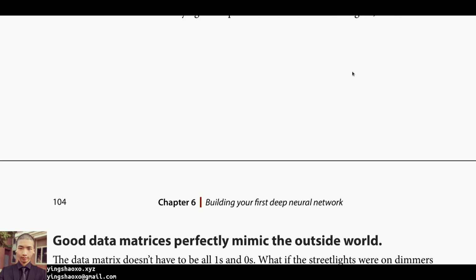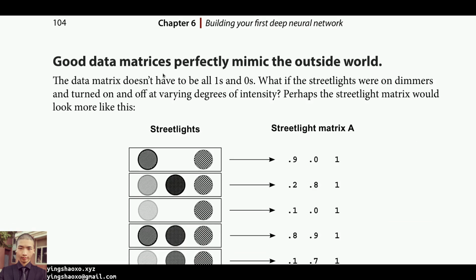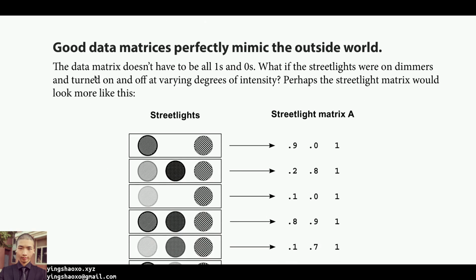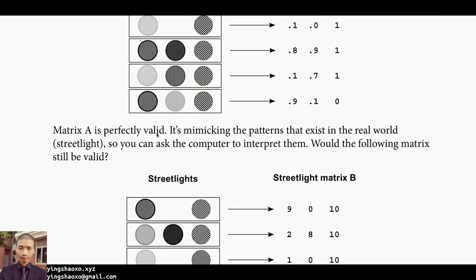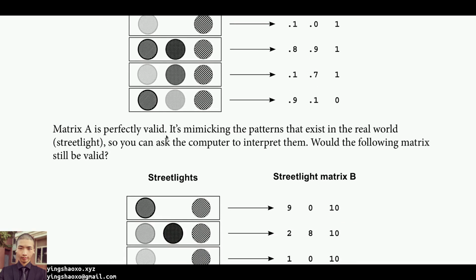Again, this is common. Good data matrices perfectly mimic the outside world. The data matrix doesn't have to be all 1s or 0s. What if the streetlights were on dimmers and turned on and off at varying degrees of intensity? Perhaps the streetlight matrix would look more like this. The matrix A is perfectly valid.